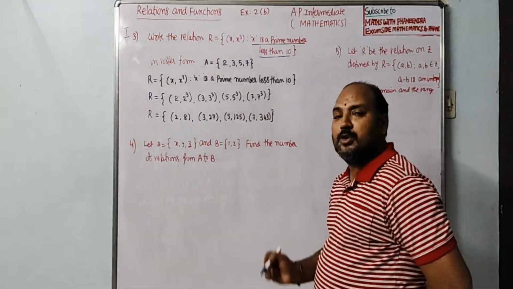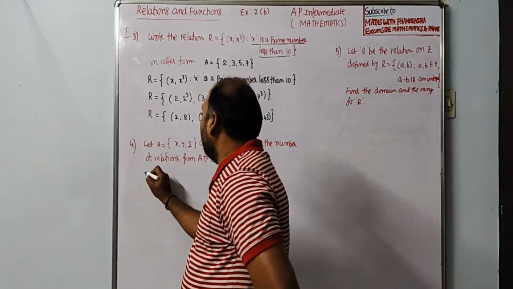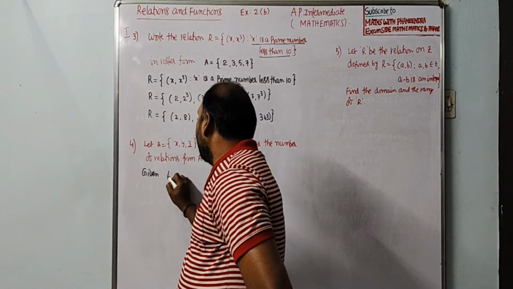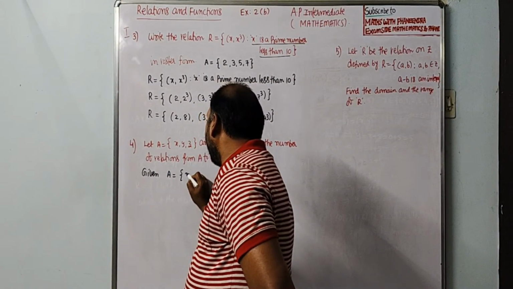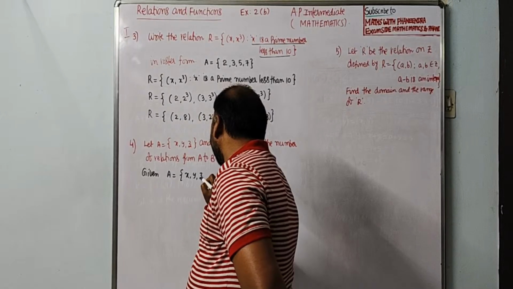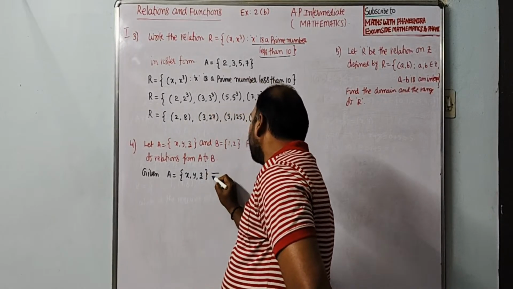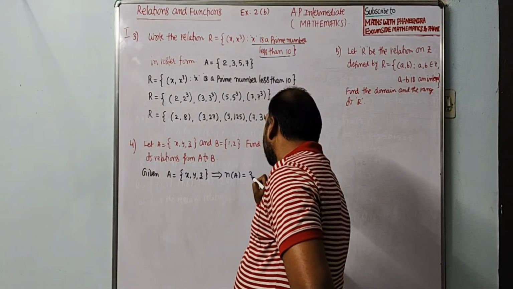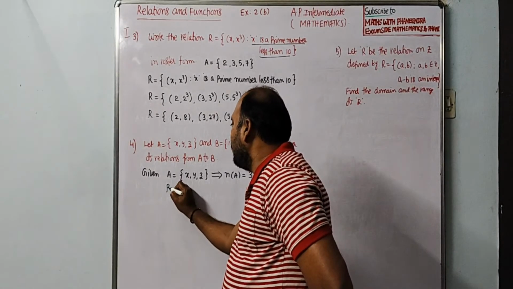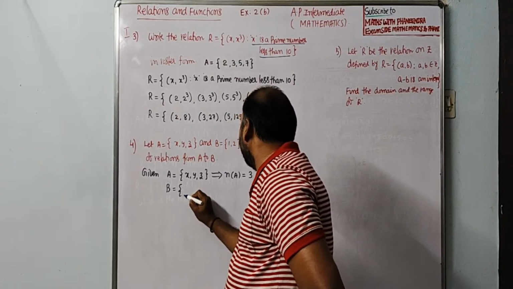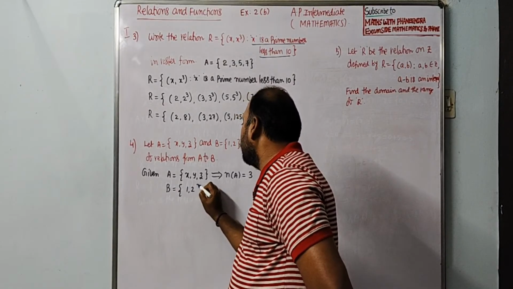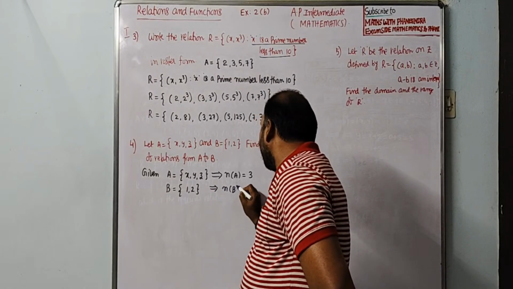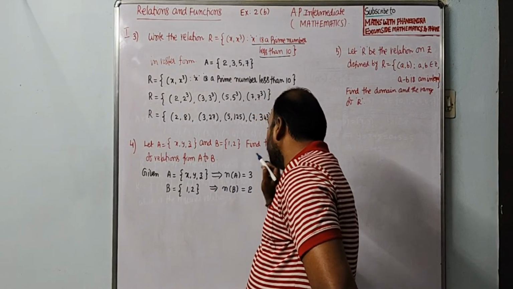Next, come to the question number 4. Let A is equal to {x, y, z}. So that implies the cardinality of the set, n of A, equal to 3, elements are there. Next, B equal to {1, 2}. It contains 2 elements. So cardinality of set n of B equal to 2.